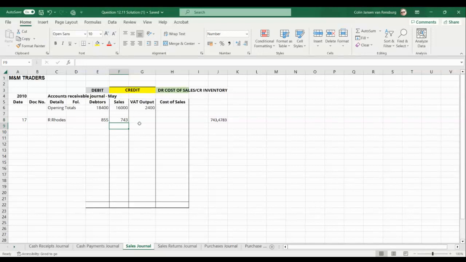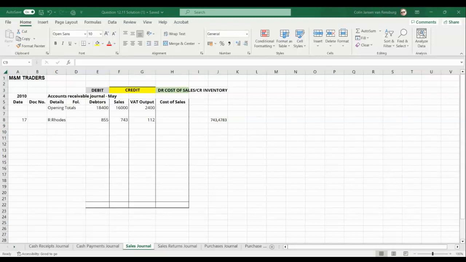Now we can go and calculate the VAT output, or we can simply calculate the difference between the two. So that will be 855 minus 743. Which means that our VAT output is 112 rands. Let's just see if that adds up. 2 plus 3 is 5, 1 plus 4 is 5, and 1 plus 7 is 8, right? So we're all happy. We've gone through our little controls. It all works out. But there was another sale, ladies and gentlemen. Let us go and see what that sale was.